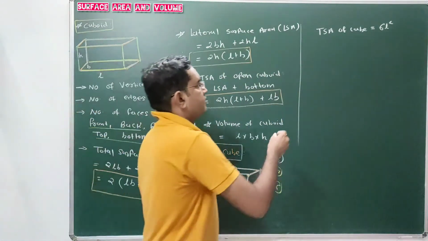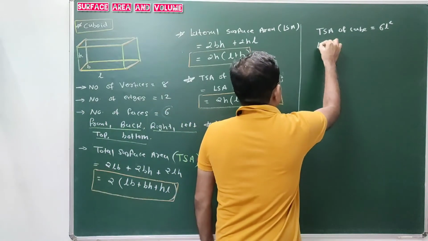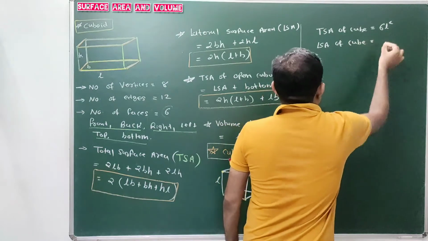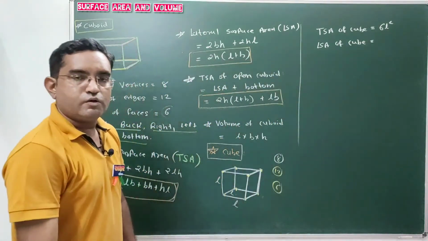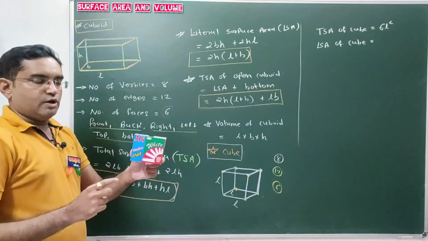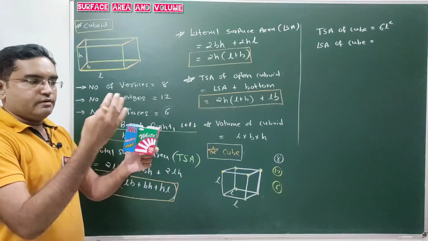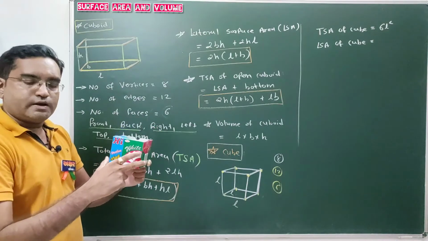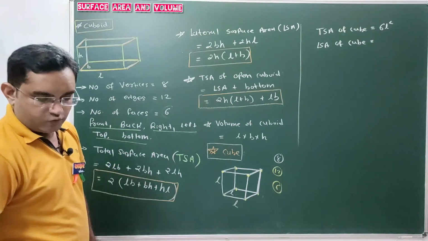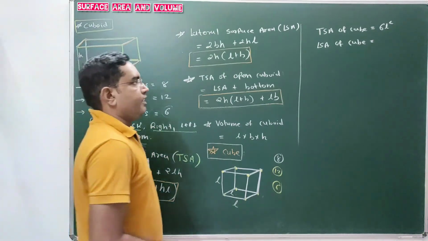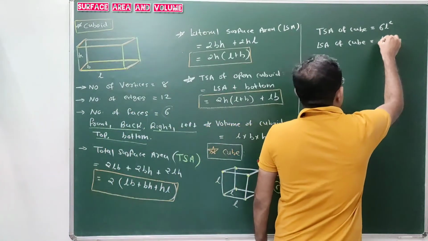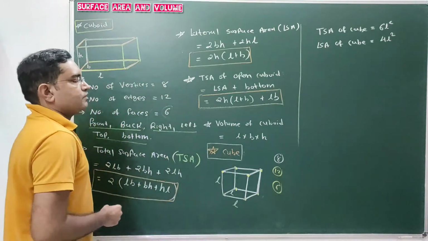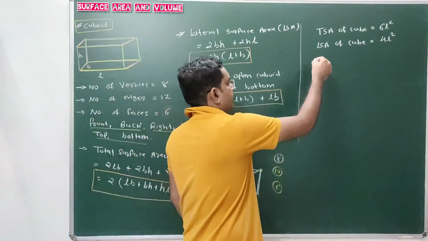Now lateral surface area of cube. For the lateral surface area, we have to consider only the area of the sides. So how many sides are there? Front, back, left and right. Total 4 sides, total 4 squares. So the area of those 4 squares is 4L square. So lateral surface area of cube is 4L square. Done.